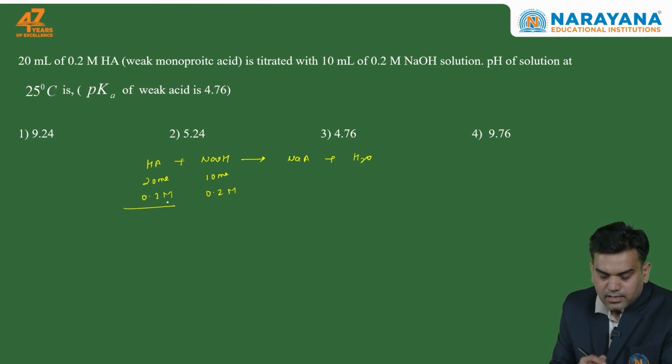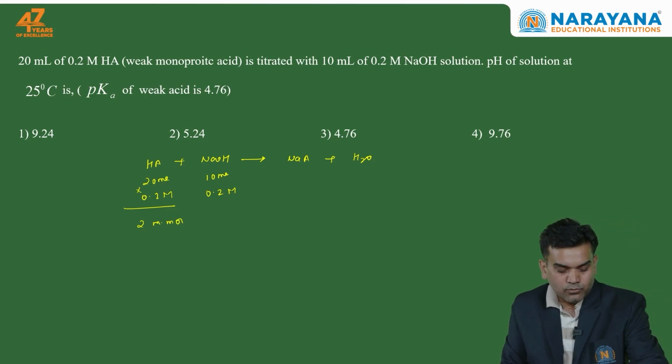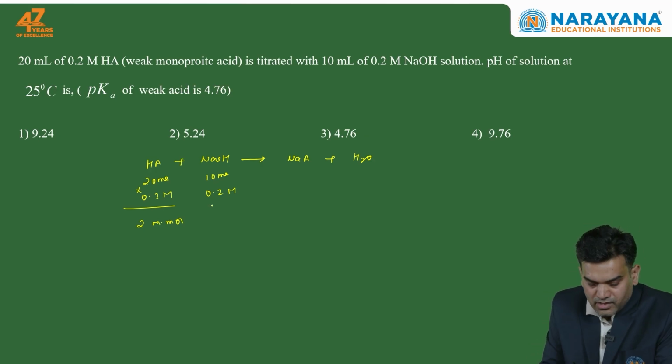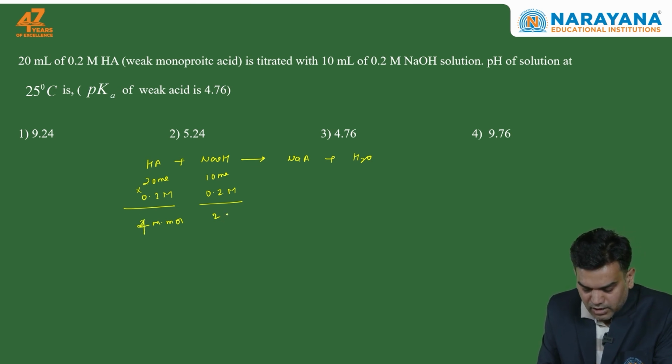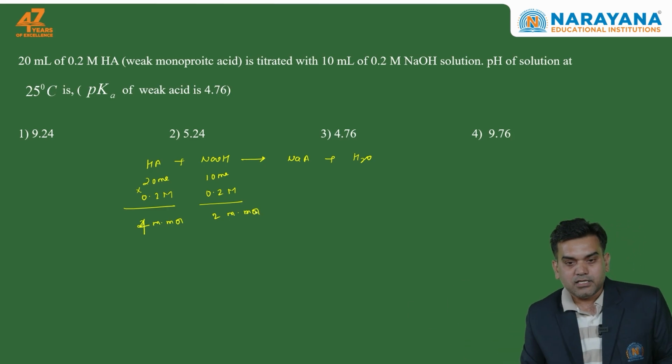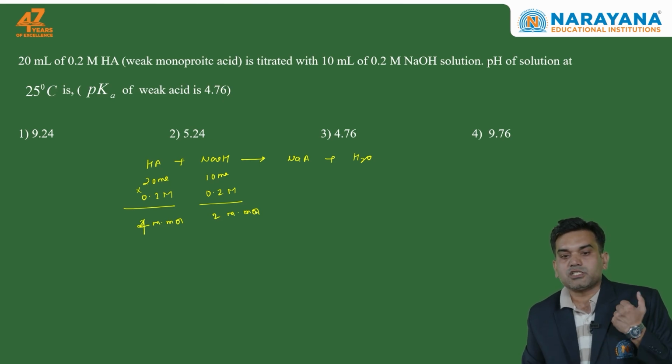Just multiply volume with molarity and you will find the moles of HA. Since volume is given in ml, these are millimoles. So the millimoles of HA are 4, and the millimoles of NaOH will be equal to 2. So NaOH is the limiting reagent, since we have NaOH in smaller quantity.